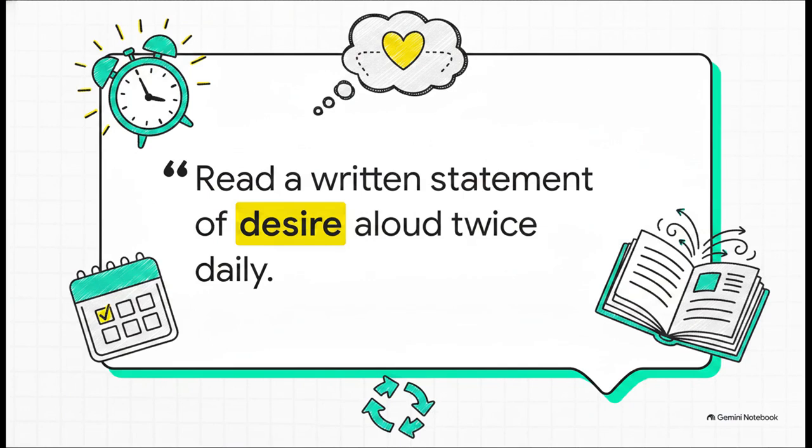Now, what's really interesting about this next concept is this quote right here. Read a written statement of desire aloud twice daily, including once after arising in the morning. That is actually Napoleon Hill's sixth step for transmuting desire into riches, straight out of his absolute classic book, Think and Grow Rich. Hill required this daily repetition, especially right after waking up, to actively influence the subconscious mind with belief and faith.